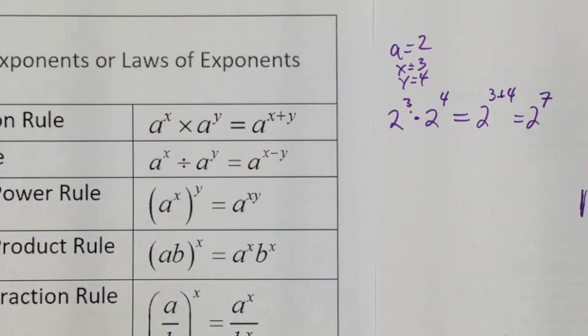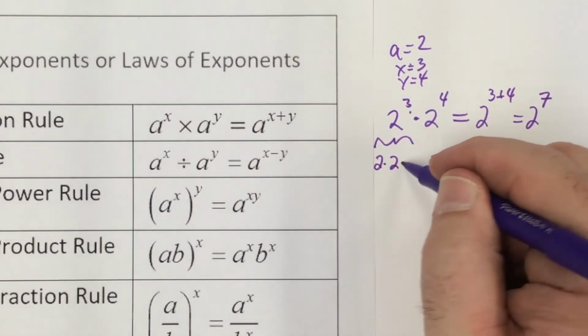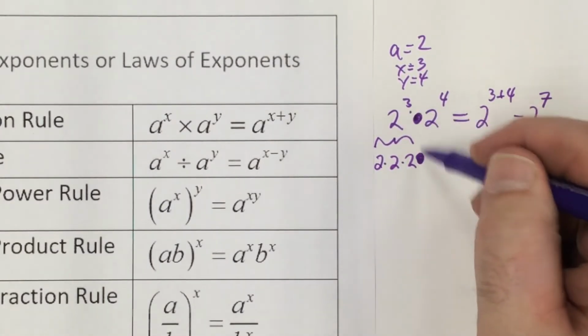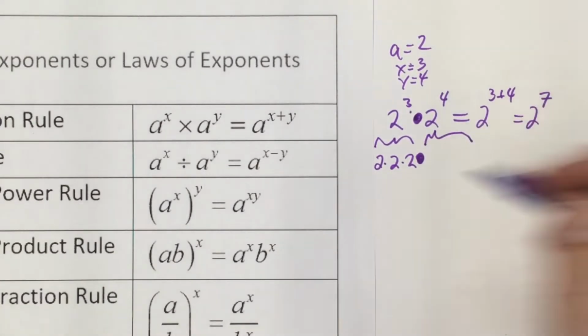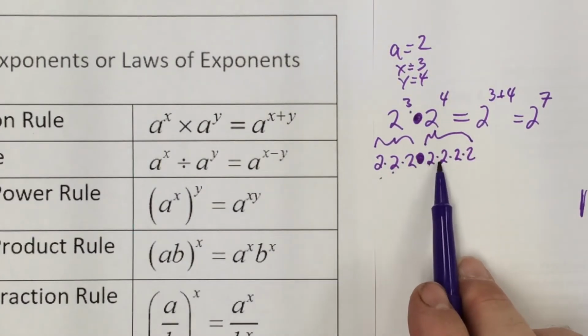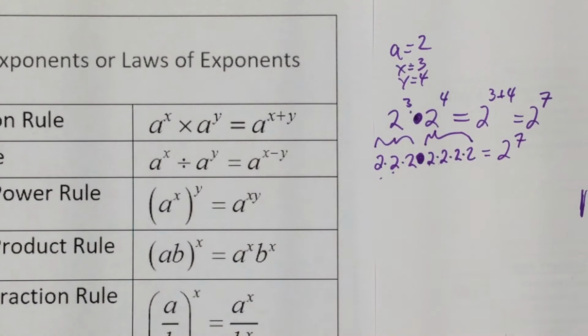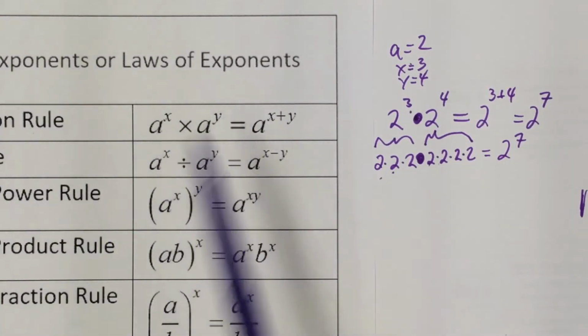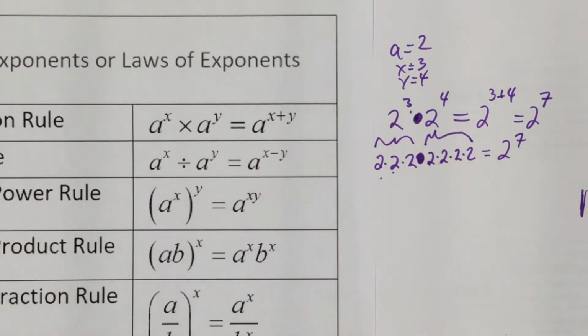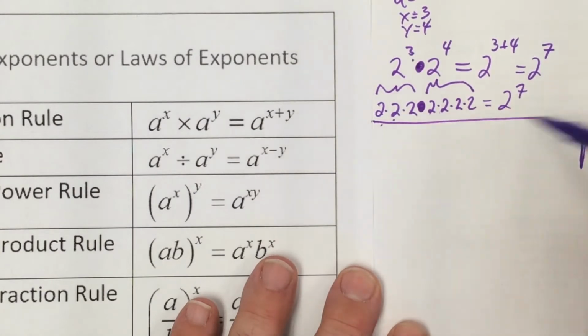Another way to consider this rule is that we can write 2 to the third as 2 times 2 times 2, and 2 to the fourth as 2 times 2 times 2 times 2. So we have 2 times 2 times 2 times 2 times 2 times 2 times 2. We in fact have 2 to the 7th, with the 2 being multiplied together 7 times. That's why, when we have two bases being multiplied that are the same but have different exponents, we add the exponents together: the exponent tells us how many times we multiply the base.